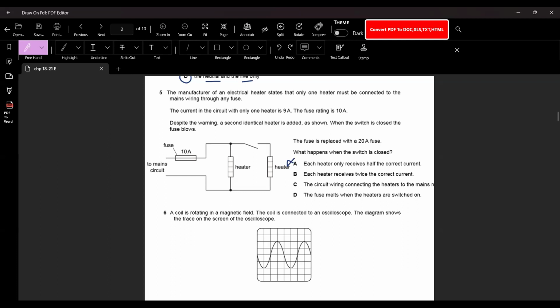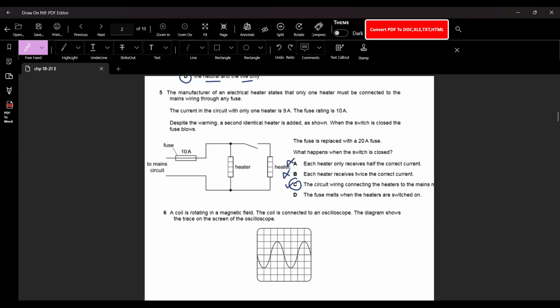When the switch is closed, each heater receives twice the correct current; no, we cannot say that for sure. The overheating is somehow the right option. The fuse melts when the heaters are switched on. But it says the fuse was blowing at a 10 ampere rating, but with a 20 ampere fuse rating there might be overheating only, but otherwise there won't be any such issue inside it. So I think we'll go with option number C.